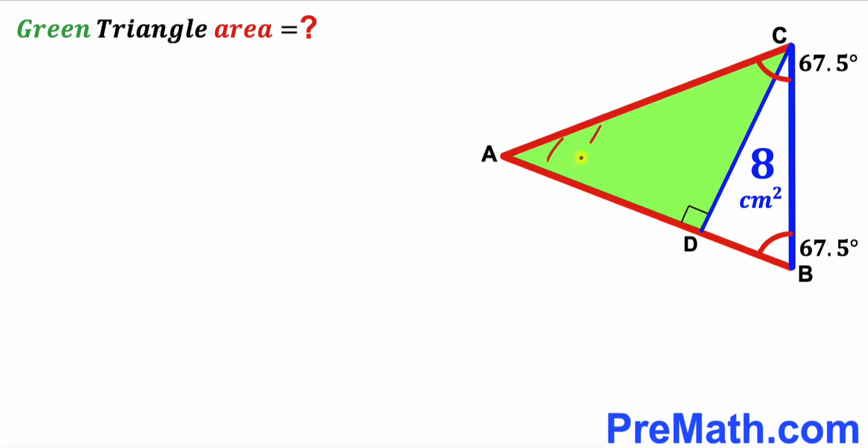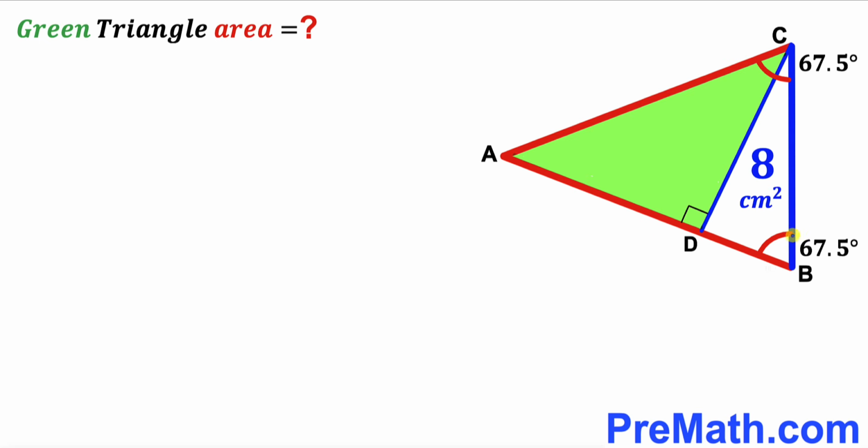In this video, we have got this triangle ABC that consists of these two right triangles, the green shaded right triangle ADC and the blue triangle BDC, as you can see in this given diagram, such that the area of this blue triangle has been given to us as 8 centimeters square.